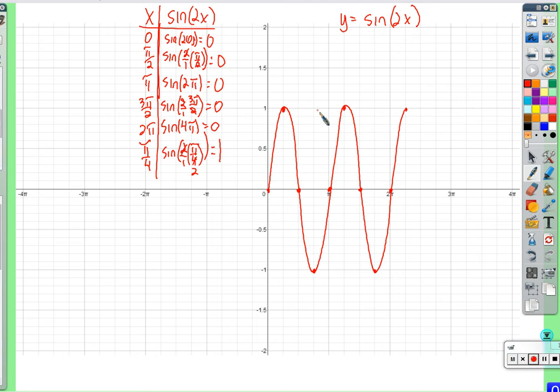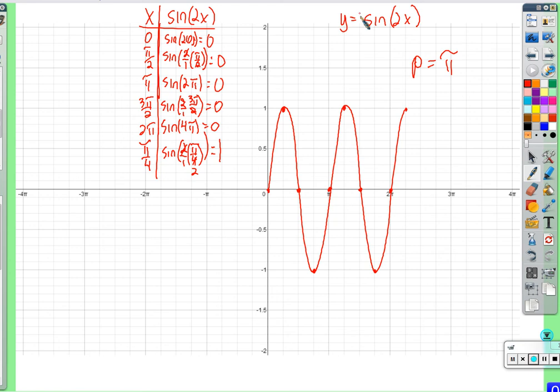It used to go like this, and now it goes like this. In 2 pi, it goes through 2 full cycles. So the period is pi. Period is pi instead of 2 pi. And the amplitude? Still 1. Didn't change the amplitude. Still just as tall as it was.